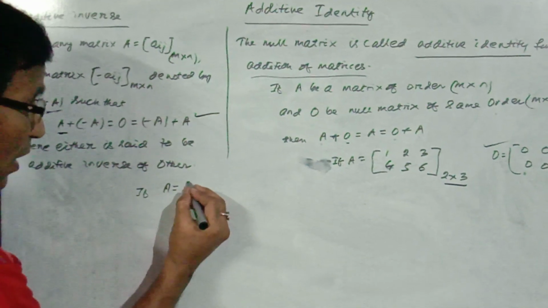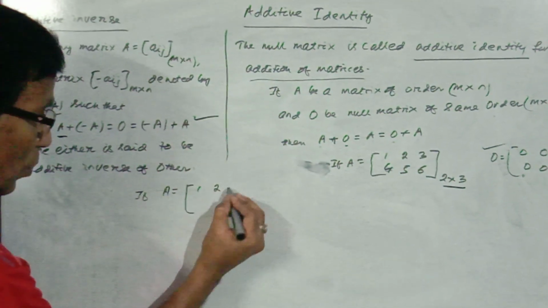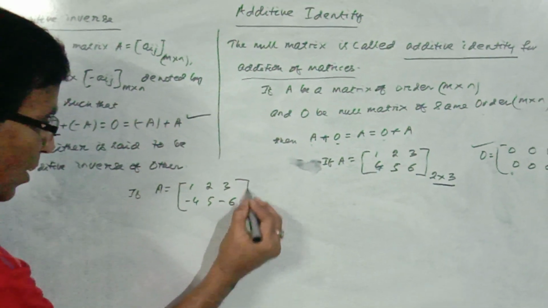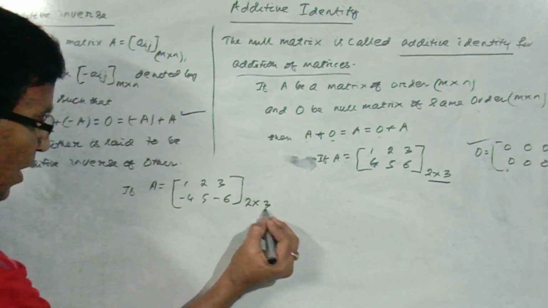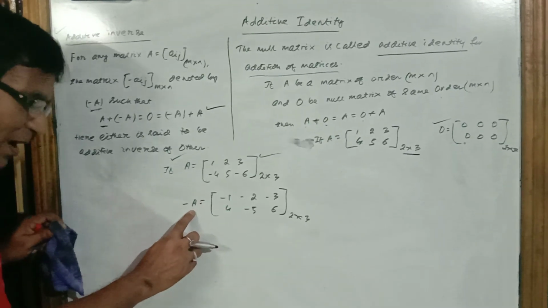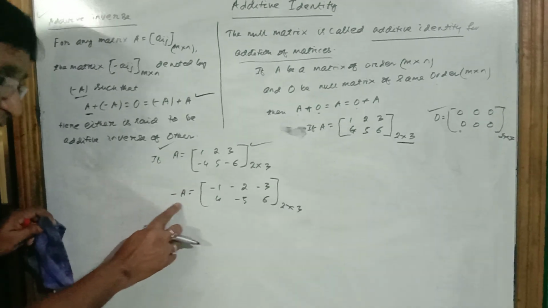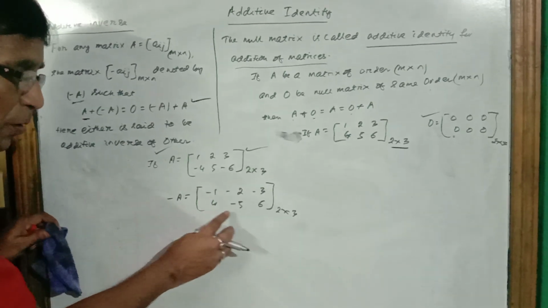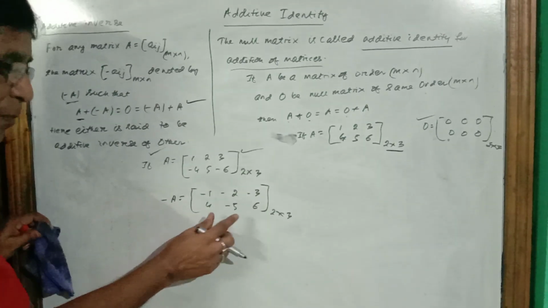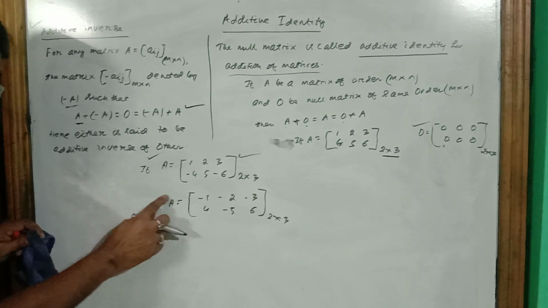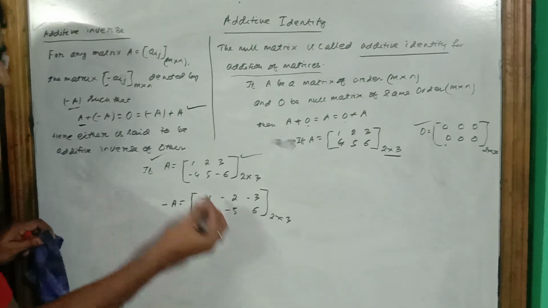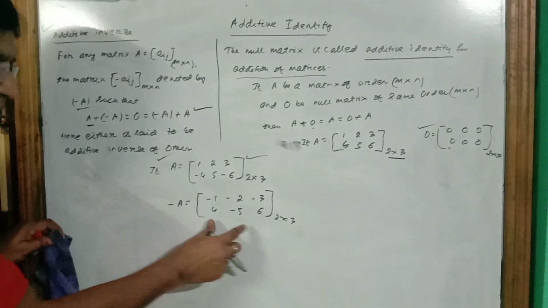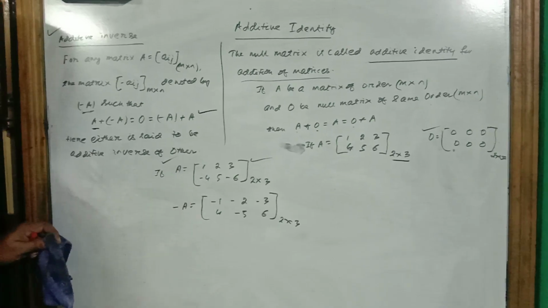So for example, if it is given that A is equal to the matrix 1, 2, 3, minus 4, 5, minus 6 of order 2 cross 3, the additive inverse of the matrix A is equal to minus A, that is minus 1, minus 2, minus 3, 4, minus 5, 6. That means we have to just multiply every element of the matrix A with minus 1, and that will give you the additive inverse of the matrix A.